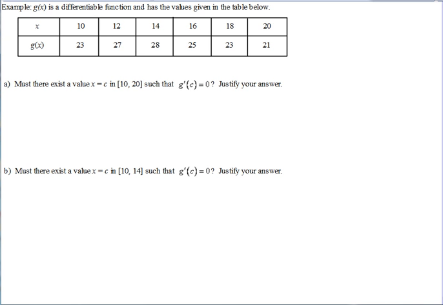All right, now let's take a look at some problems where we're given a table of data here. It says g of x is a differentiable function and has the values given in the table below. And part A says, must there exist a value x equals c on the interval 10 to 20 such that g prime of c equals 0? So on these problems, if you're looking for where the derivative equals 0, then you're trying to see if Rolle's theorem applies. Or not.